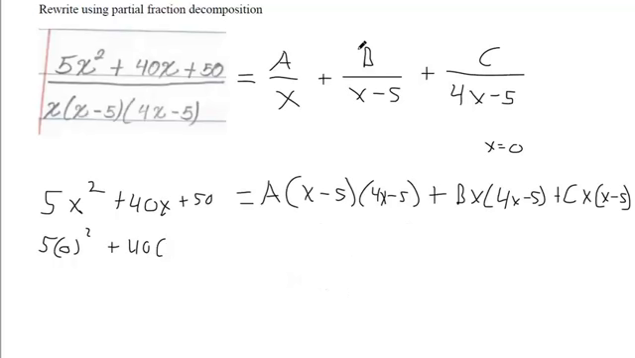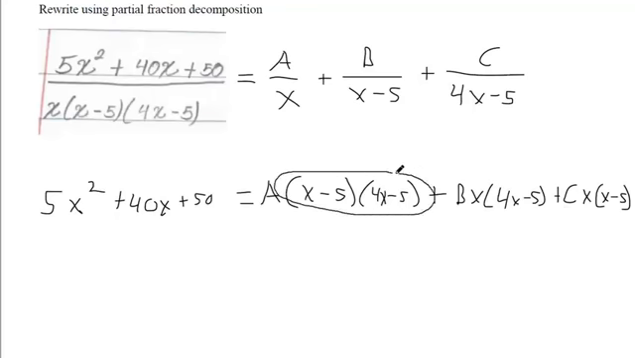Back this up. Found out what A is. Now I want to solve for B. It means I need to pick a particular value for x that makes everything disappear except for the B term. So this has x minus 5 and 4x minus 5. This has x and x minus 5. Look, both of these terms that I want to eliminate have x minus 5 multiplying. So I want to choose x equals 5 to make those terms completely disappear.